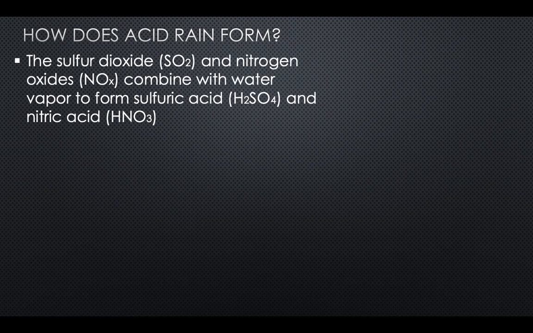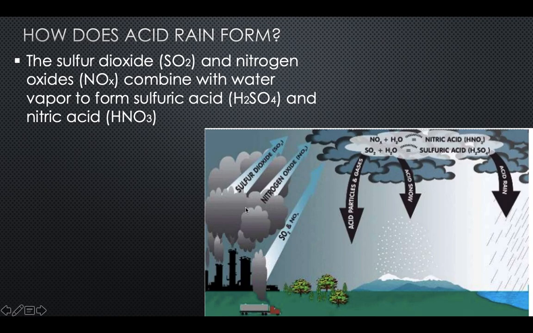So how does this pollution cause acid rain to form? There are 2 main pollutants that we're looking at: sulfur dioxide, SO2, and nitrogen oxides, NOx. The reason we have the X here is the same reason you have an X sometimes in algebra. It's a variable. There are many different kinds of nitrogen oxides, so we just put this X and that encompasses all of them. These 2 gases combine with water vapor in the air to form 2 very strong acids, sulfuric acid and nitric acid. Here's a diagram of that process.